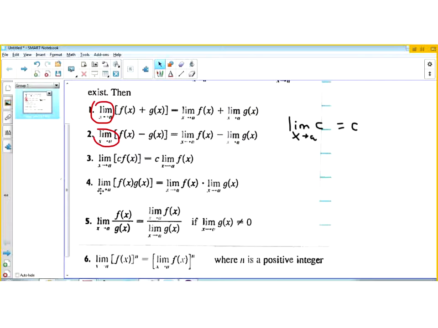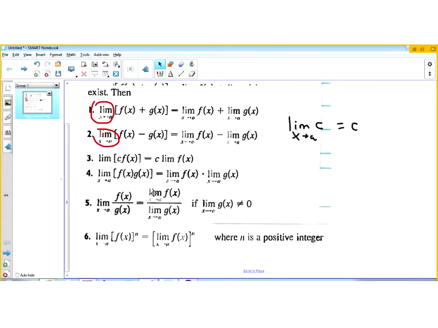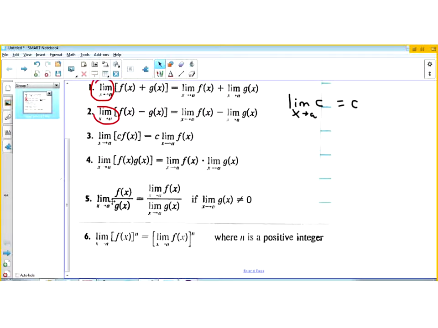And the limit as x approaches a with respect to a product, again, you can take the limit operator and distribute it term by term. And the limit of a quotient, of course, is the quotient of the limits, provided that the limit in the denominator is not 0. That's more or less common sense, I would assume.